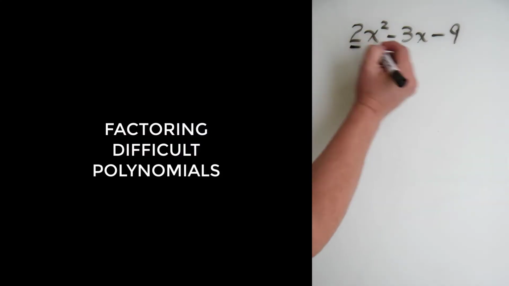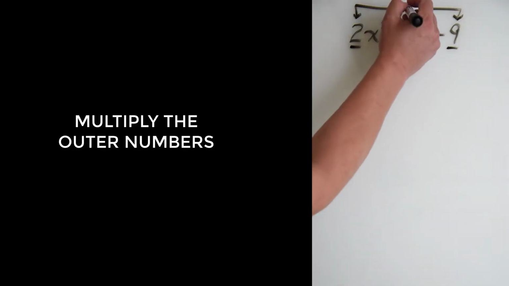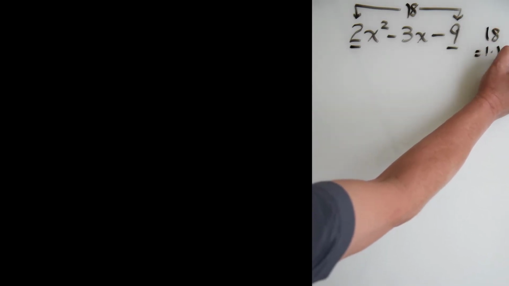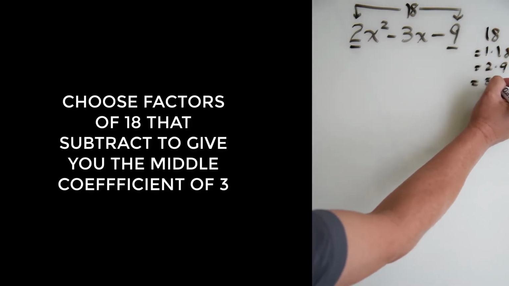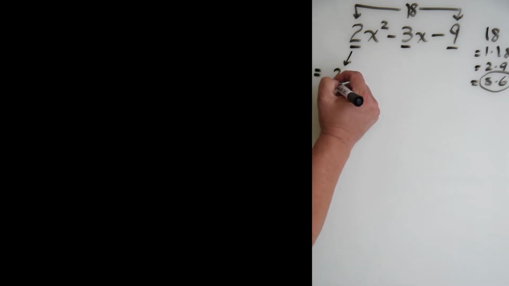When factoring difficult types of polynomials, there's a trick. Take the outer two terms, multiply them together, and in this case you get 18. We need to look at the factors of 18, that is the numbers that multiply to give you 18, that subtract to give you 3. It looks like 3 and 6.